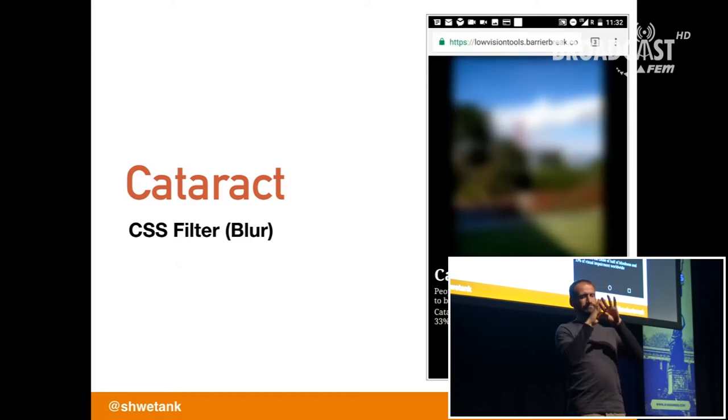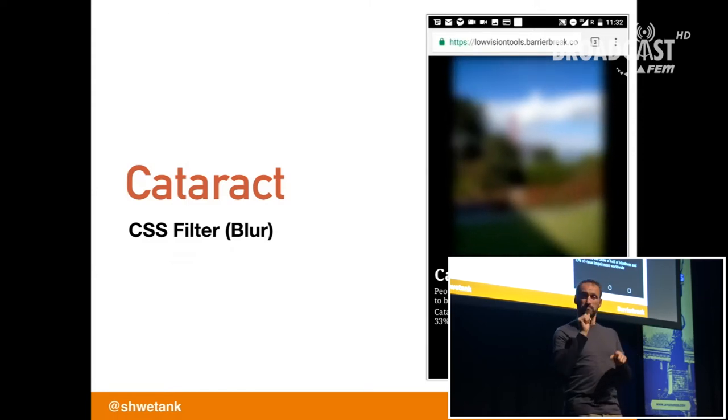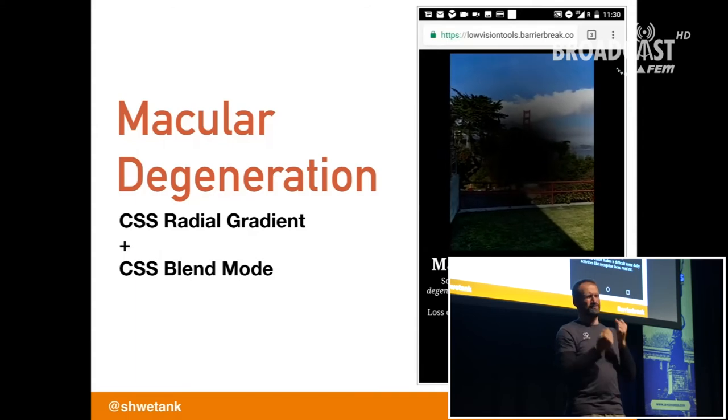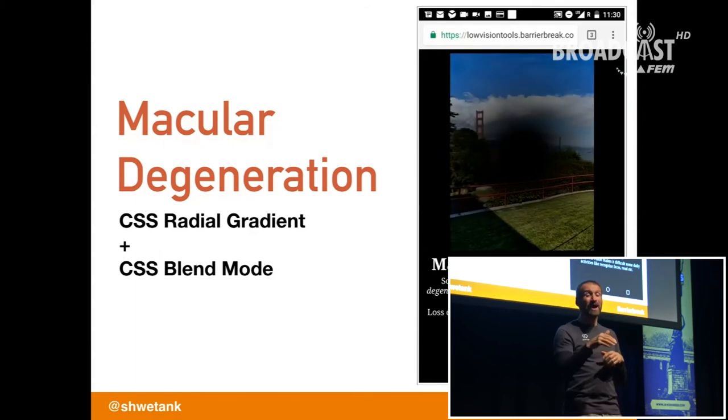So it's just like this that you see over here. And you can just use a CSS blur filter on top of the video output to achieve this effect. The next is something called macular degeneration, or sometimes also called age-related macular degeneration, because it gets worse with age. What this does is basically this: it creates a blind spot in the central vision. It's sometimes a little bit difficult to understand what it really means, but if you have a simulation of it, people understand what you mean.